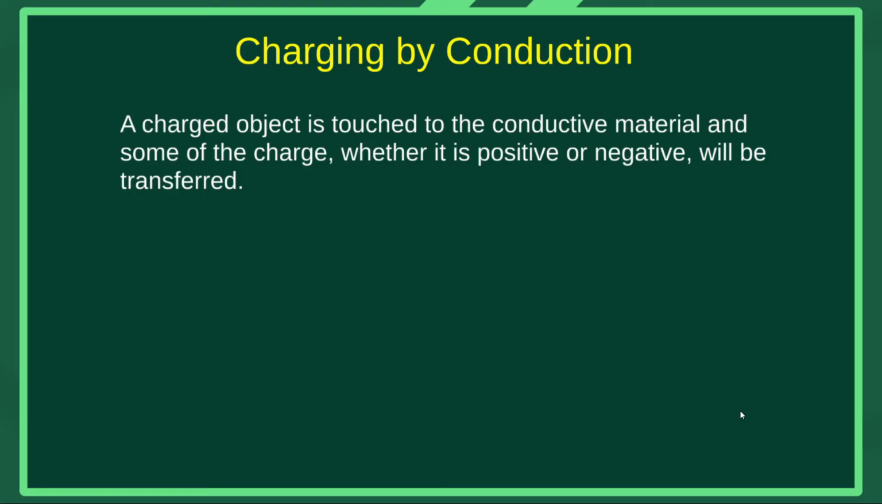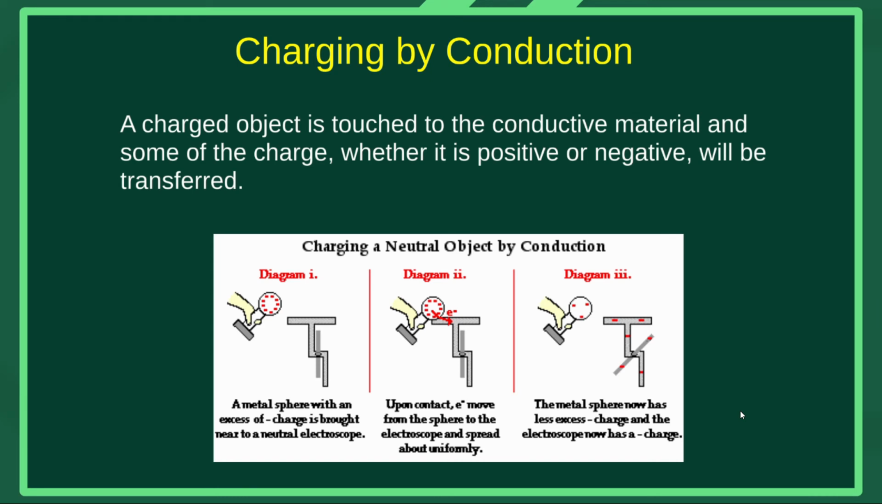This is an example of charging a neutral object by conduction. When we have a conductive material that is positively or negatively charged, we can just touch it to another conductive material. Upon touching, the charge will be transferred. So when we touch a negatively charged object to metal, the metal will also be negatively charged.